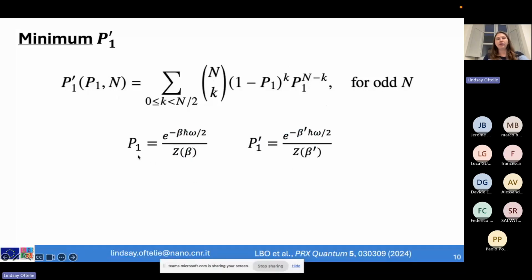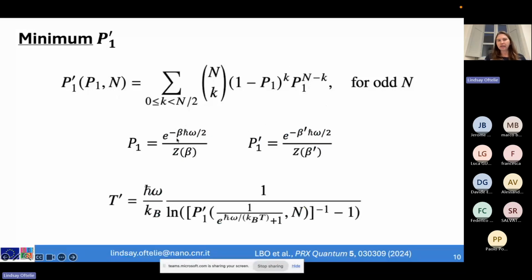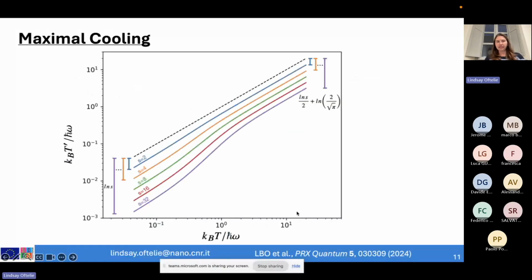Now, as I said, we can associate this initial probability of the target qubit being in the 1 state with an initial temperature, and likewise the final probability can be associated with the final temperature. So plugging in these transformations, we get an equation for the final temperature of our target qubit given the initial temperature and the number of qubits n. And if we plot this, we see something very interesting. This plot is showing the initial temperature on the x-axis versus the final temperature on the y-axis. This black dashed line plots T equal to T prime. Okay, so nothing's happening. This is just to guide the eye.